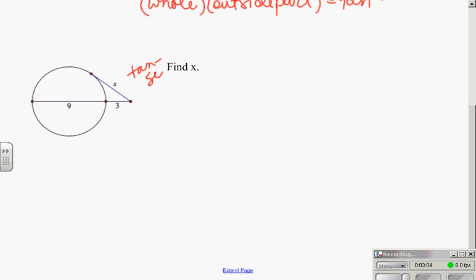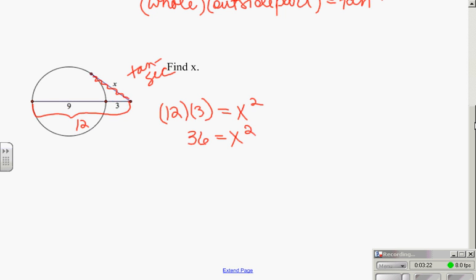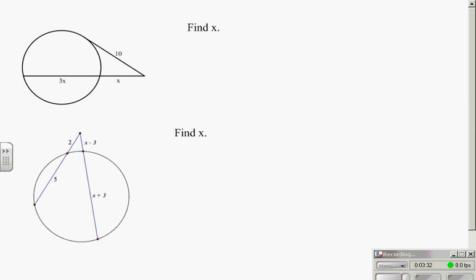So here we have a tangent secant. Remember to add. The whole is 12. So I have 12 times 3 is equal to the secant segment squared. So I have 36 is equal to x squared. Take the square root of both sides. And x is 6. I don't have to consider the negative value because it is a length.